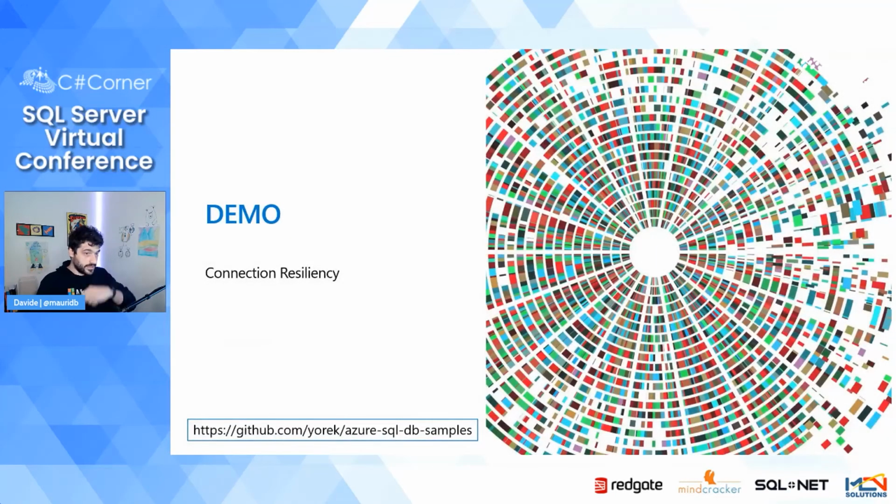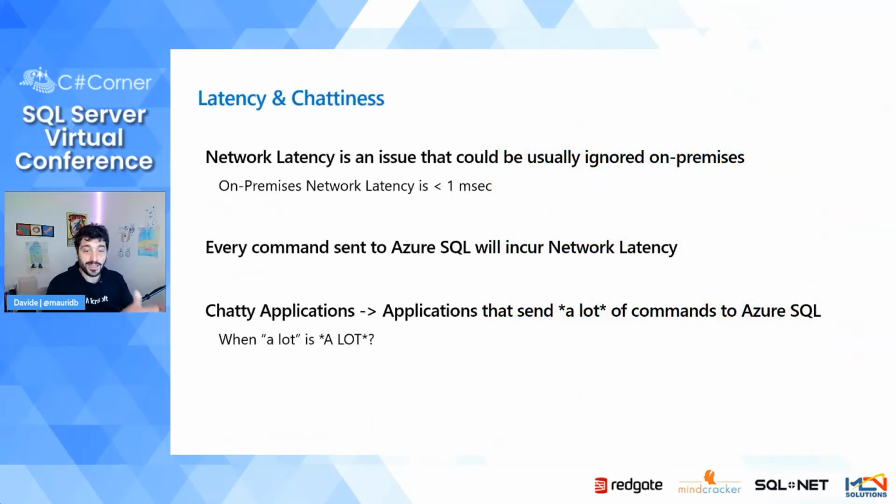Okay, so connection resiliency is one. Now the second one, and it is super important, on par with the connection resiliency, to make sure that users have a very good experience also when using a cloud application, is try to create applications that are not chatty. So what does it mean for an application to be chatty?